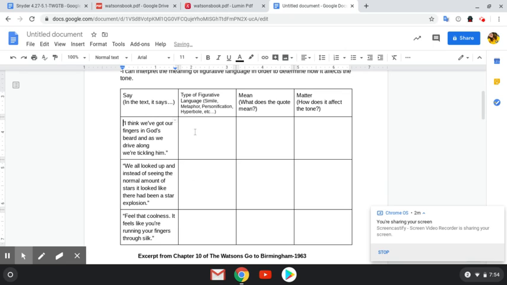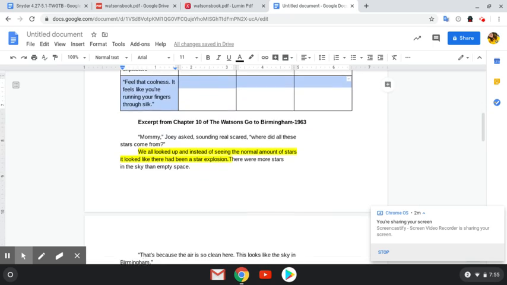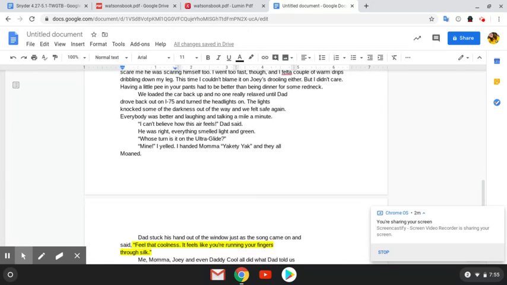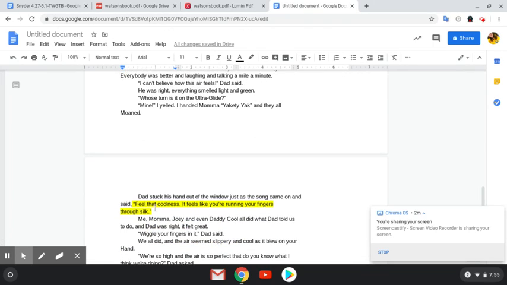So in this chart, you're going to first write the type of figurative language. We're going to focus on this last one. This one we're going to do together. And it says, "Feel that coolness. It feels like you're running your fingers through silk." Now, I have these highlighted in the text, so I can come back down here and look at the context of the sentence. Dad stuck his hand out the window just as the song came on and said, "Feel that coolness. It feels like you're running your fingers through silk."